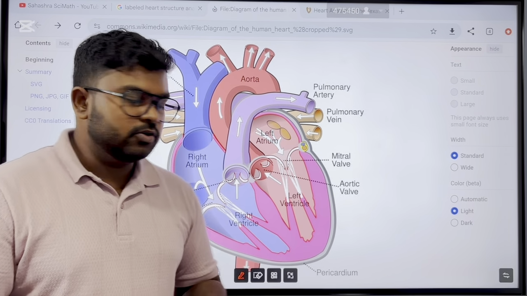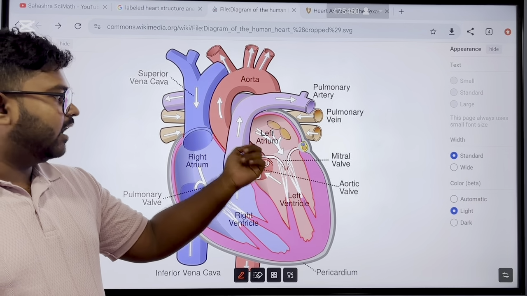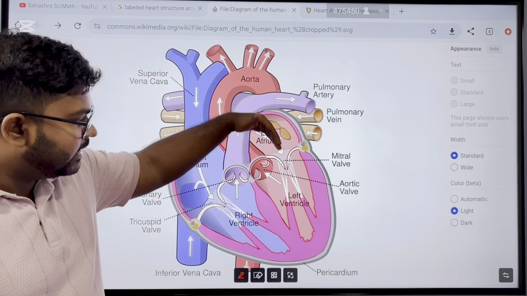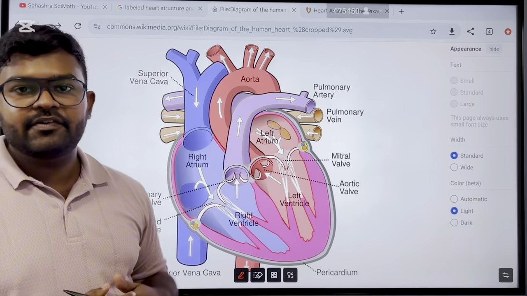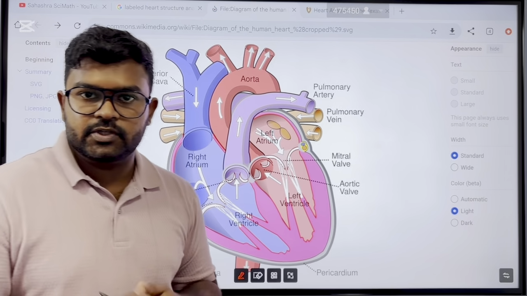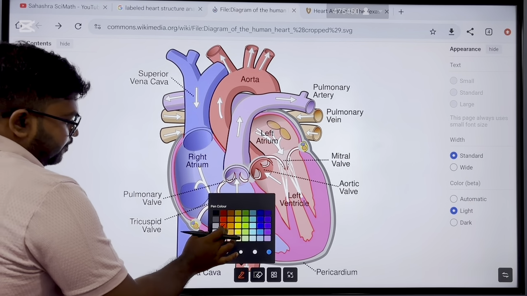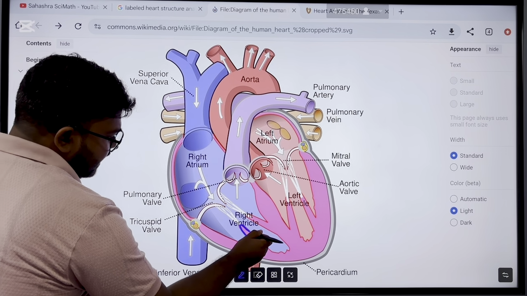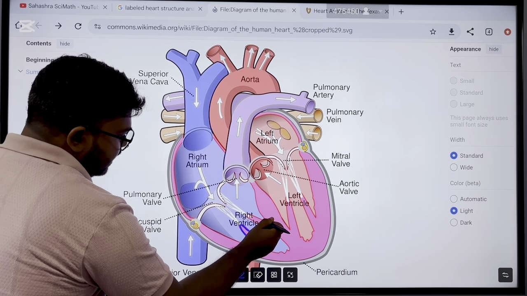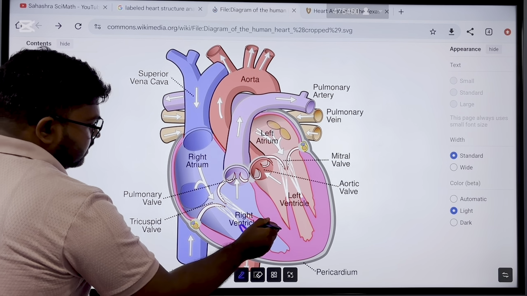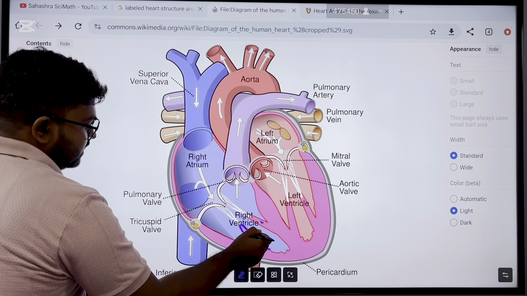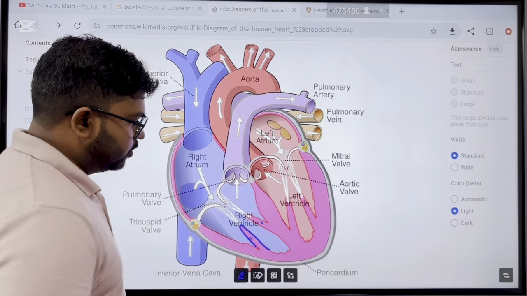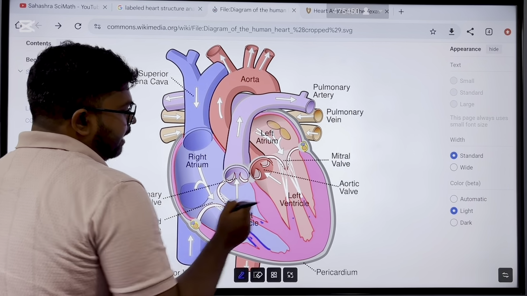When we were talking about the tricuspid and mitral valve, I told you these valves open only towards the ventricle. What is the reason for that? As you can see here, there are muscles of the right ventricle. Consider these two muscles. These muscles are called papillary muscles. Here also there are papillary muscles.